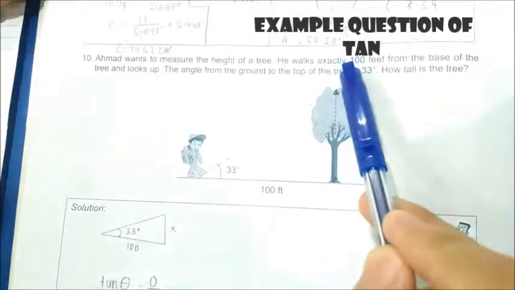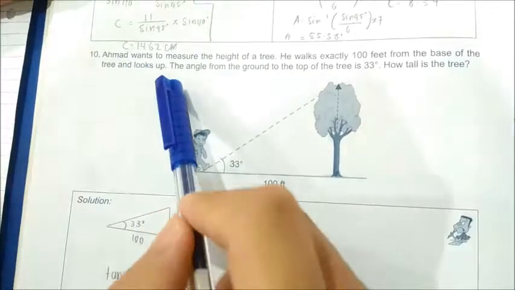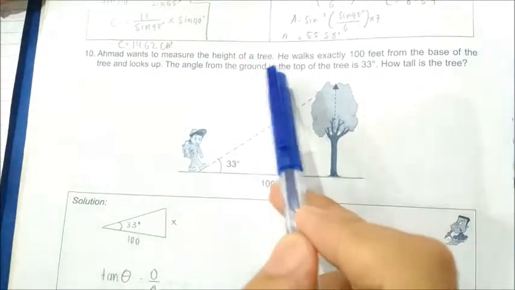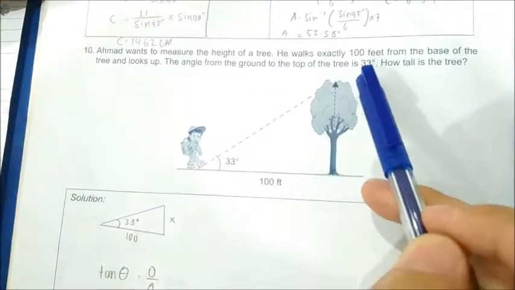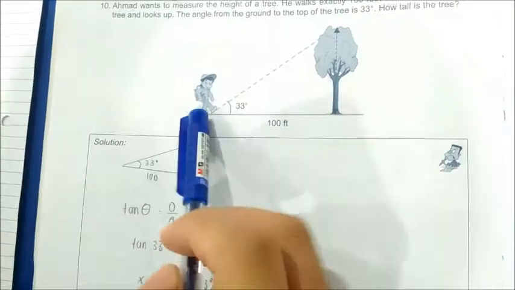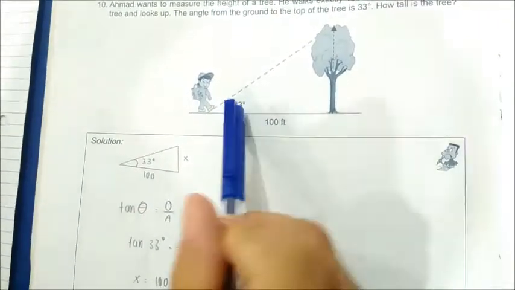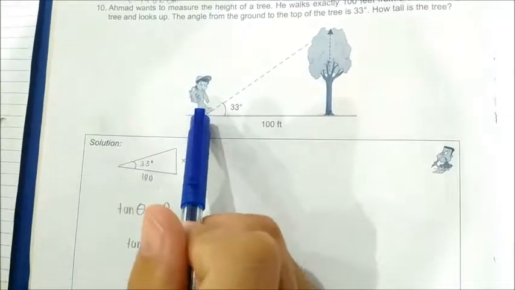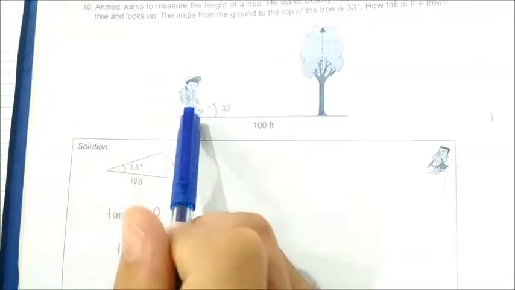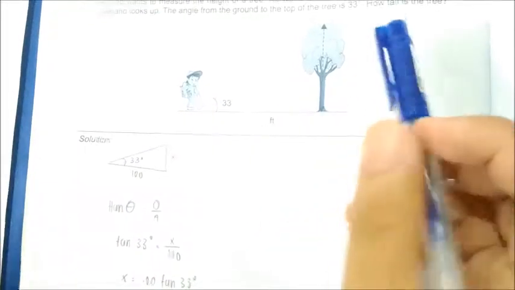The third example is Ahmad wants to measure the height of a tree. He walks exactly 10 feet from the base of the tree and looks up. The angle from the ground to the top of the tree is 33 degrees. How tall is the tree? As we can see here in the figure, this is Ahmad. The degree is 33 degrees, and the distance between him and the tree is about 100 feet.